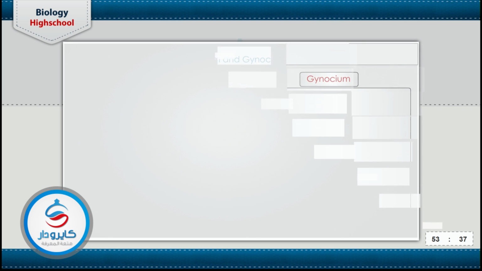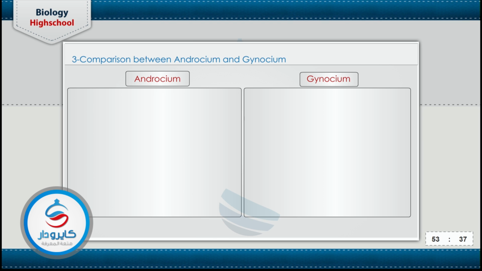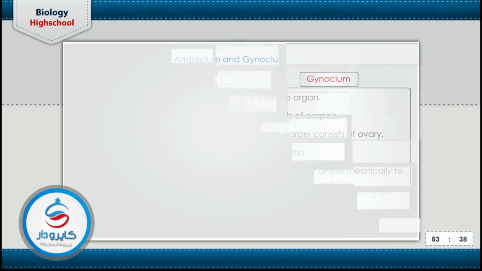The next question. Compare between androecium and gynoecium. The androecium is the male organ of the plant, but the gynoecium is the female organ. The androecium consists of a number of stamens. Each stamen consists of filament and anther. The anther contains 4 chambers or 4 sacs full of pollen grains. But the gynoecium consists of carpels. Each carpel consists of ovary, style, and stigma.